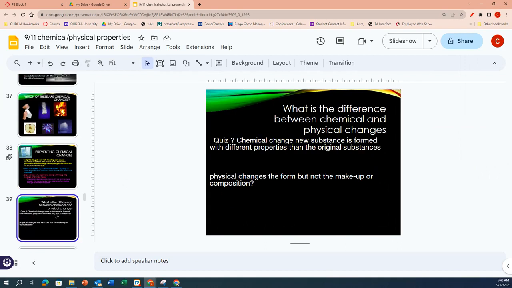What is the difference between physical and chemical changes? Okay, a chemical change is when a substance is formed with different properties than the original. Physical changes change form, but they do not go through a change in makeup or composition.